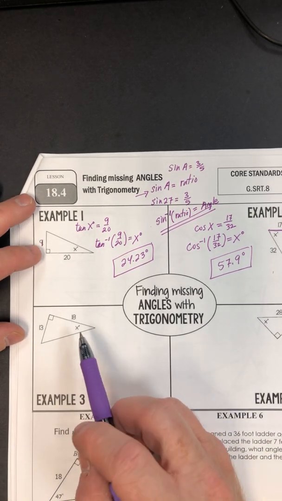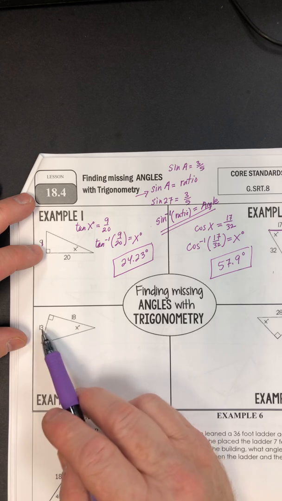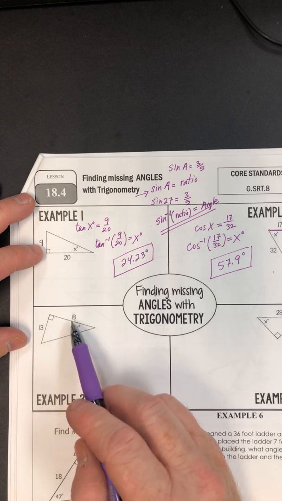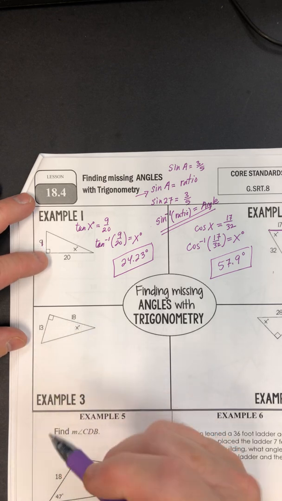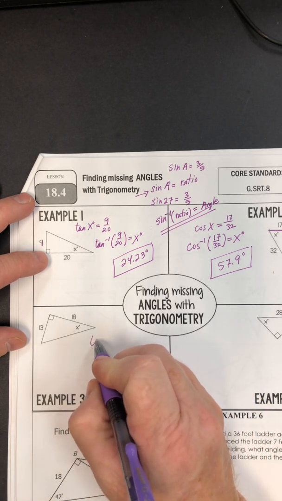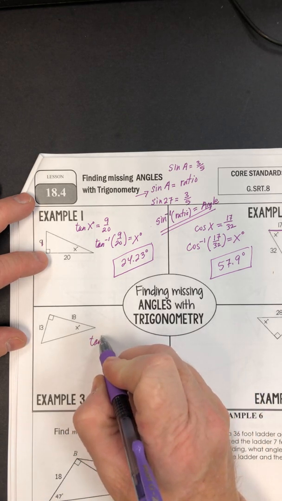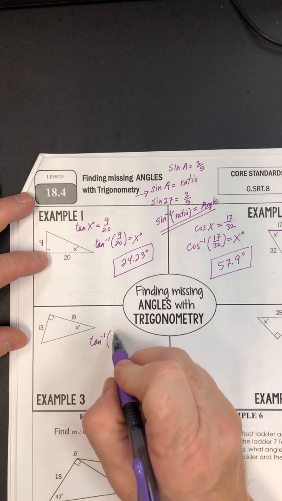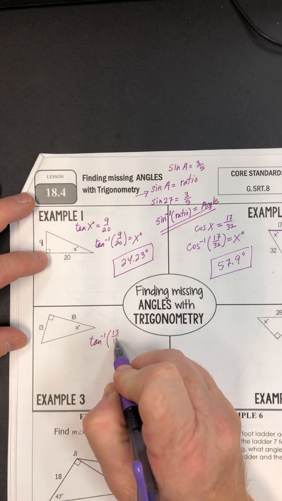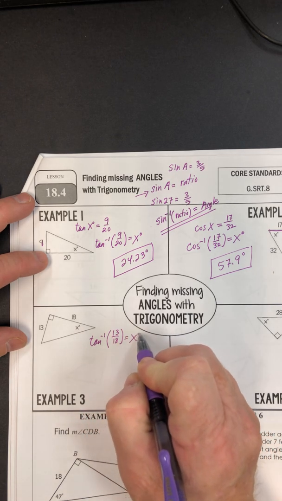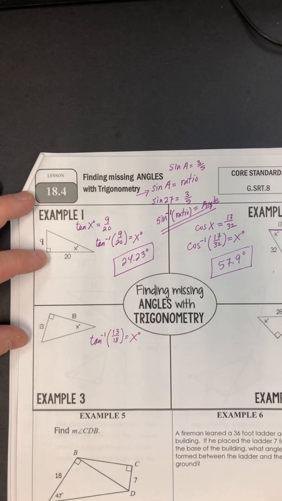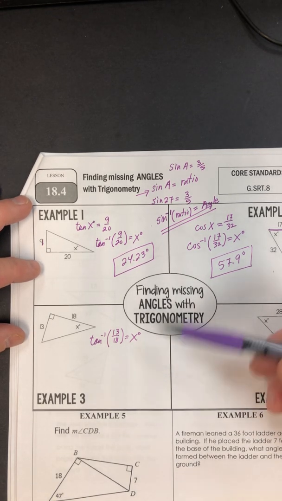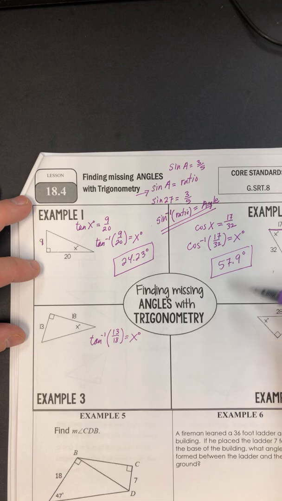So from this angle, I have the side opposite and the side adjacent. So that's tangent. If you want to skip the step, you can just go right to saying, okay, since I'm finding the angle, I'm going to go inverse tangent. Write down the ratio, opposite over adjacent. That's going to equal my angle. If you're not there yet, then you can go about writing it like we did the first two. Write out the original ratio, and then from there, write the inverse.